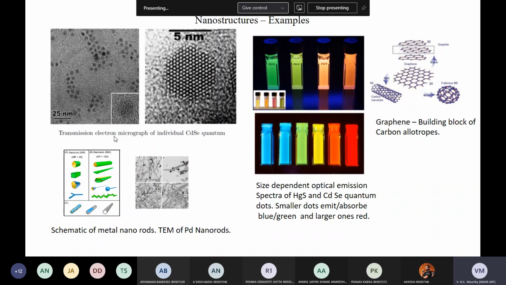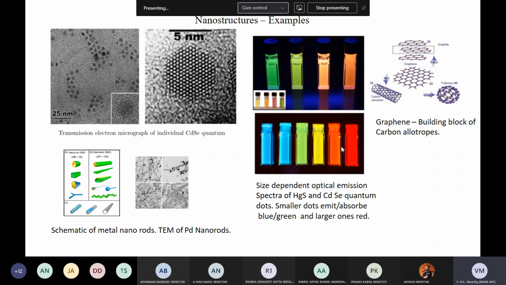Now, nanostructures, basically transmission electron microscopy of cadmium selenide quantum dots. Already we discussed this aspect. Now what we are taking is size dependent optical emission spectra. This is mercuric sulfide and this is cadmium sulfide. Now you see one important thing: smaller quantum dots emit or absorb blue or green. Larger ones emit red. Smaller ones, blue or green.